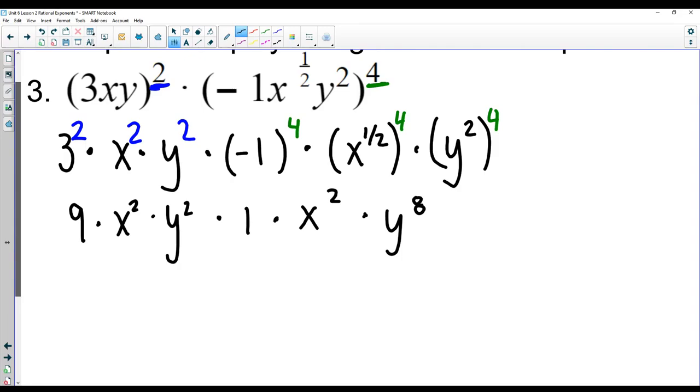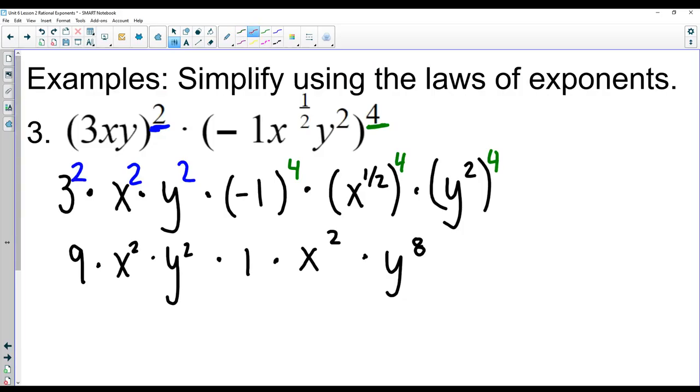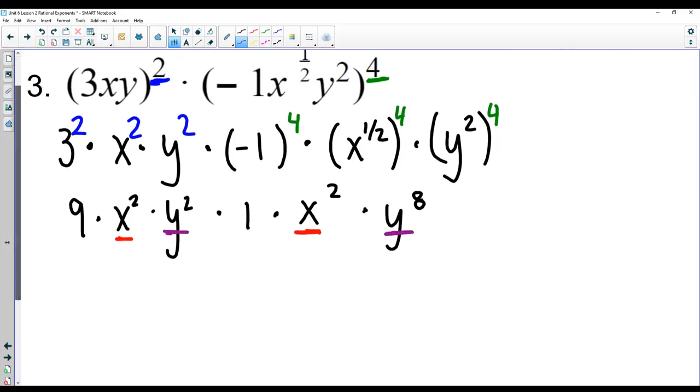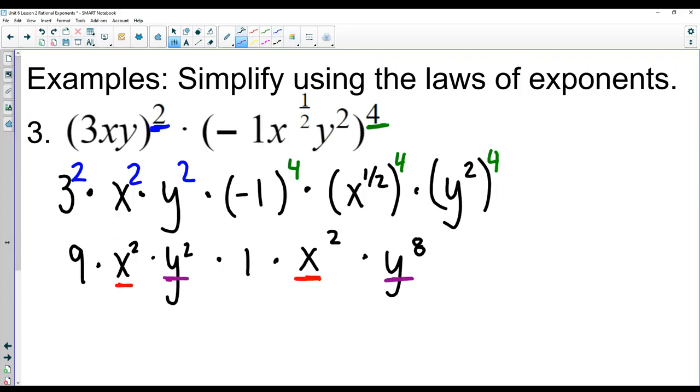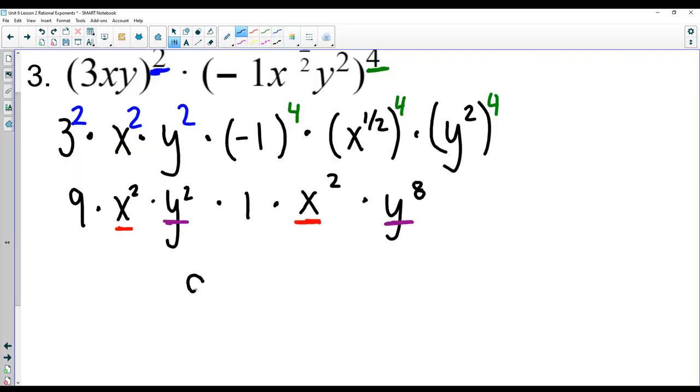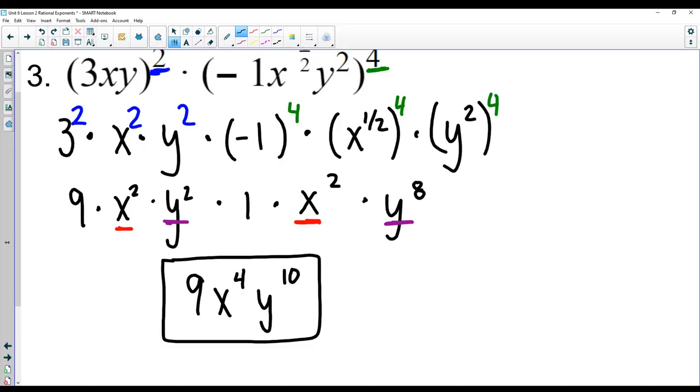Then the last thing that I want to do is check for my like terms so that I can add my exponents. I have an x squared, I have a y to the 2nd, and a y to the 8th. And then I have a 9 and a 1. So my final answer for this one will be 9x to the 4th, y to the 10th. Let's move on to the next one.